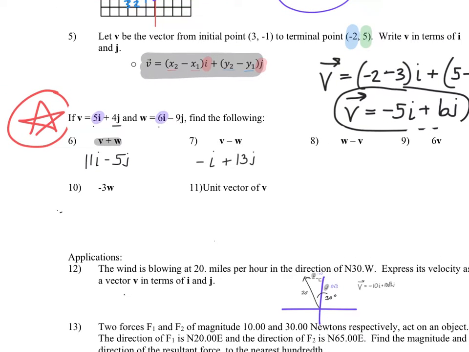Now, when I subtract w minus vector v, it's going to go in the opposite direction. So 6 minus 5 will get us to i. And then negative 9 minus 4 will get us to negative 13j. Now, one thing you should notice here when we subtract in the opposite direction, our vectors have the same magnitude but have opposite direction. This should make some sense. It's the same as regular old subtraction: 5 minus 3 is 2, 3 minus 5 is negative 2.